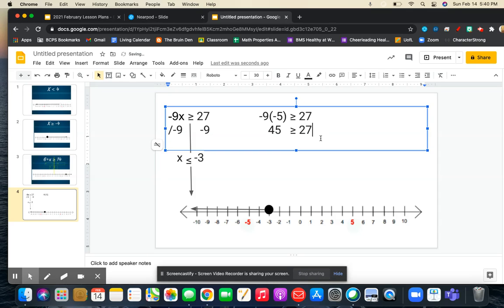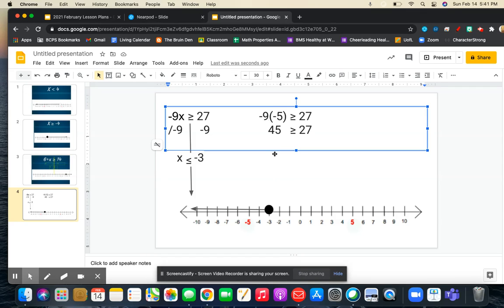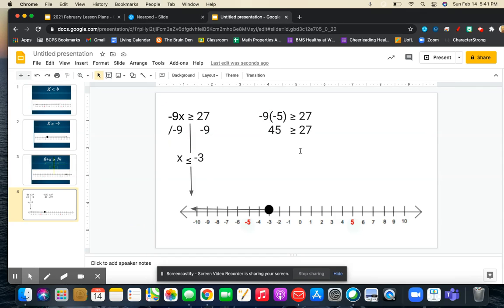Is 45 greater than or equal to 27? Is that a true statement? We would hopefully say yeah. So that is why your inequality needs to flip. When you divide by a negative, you have to flip your inequality. If it's greater than, you need to make it less than. If it's less than, you need to make it greater than. Because when you plug in your solutions after you flip that, your answers become true.